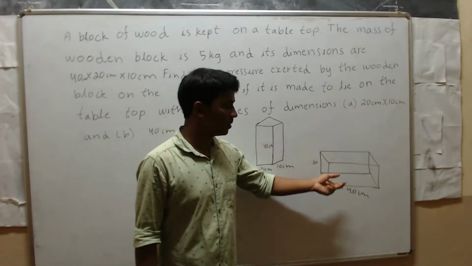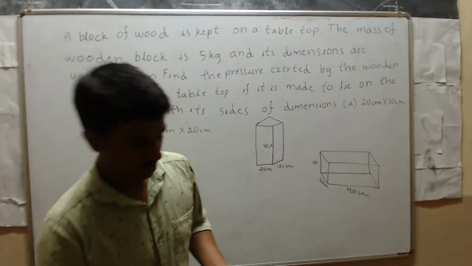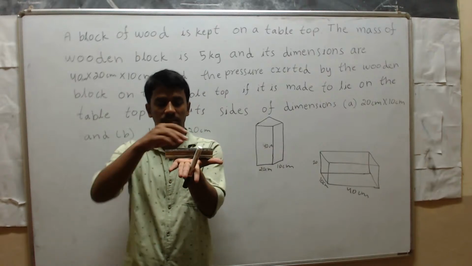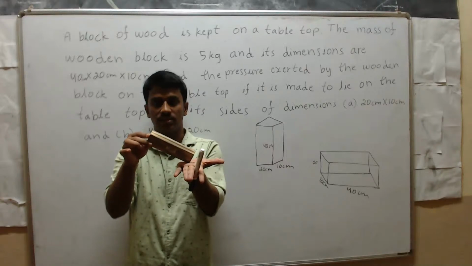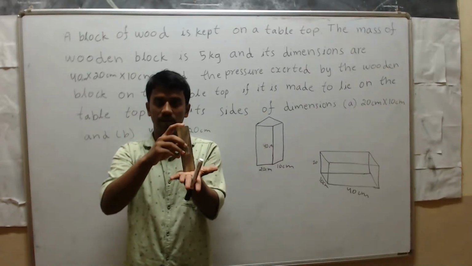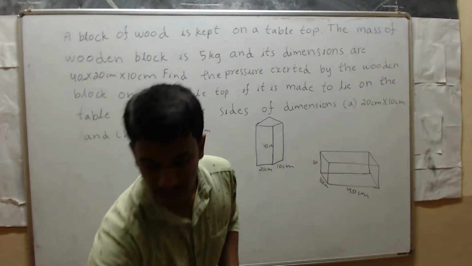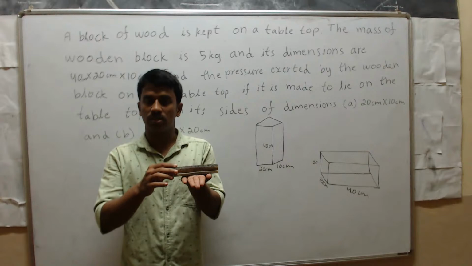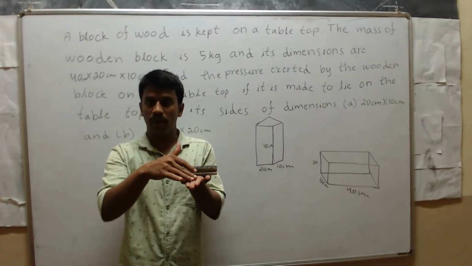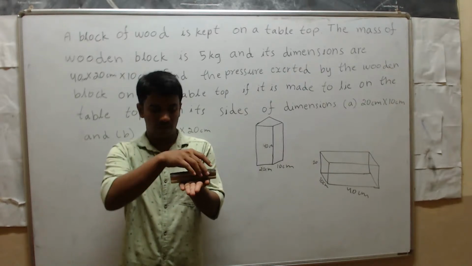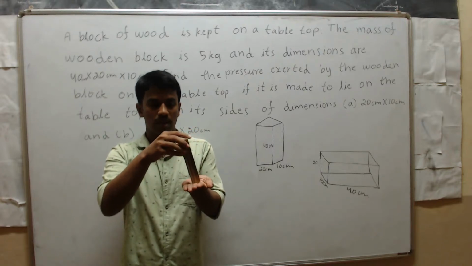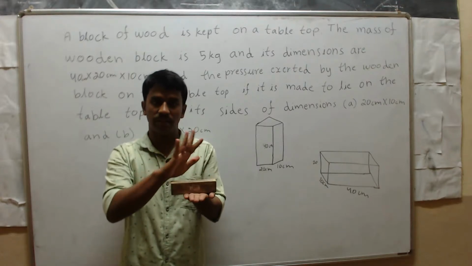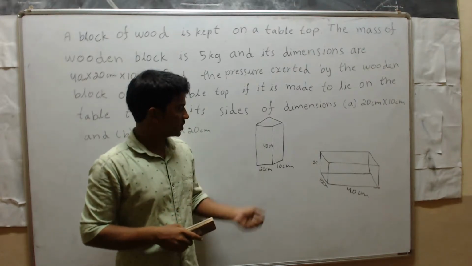For example, see here, this is a table. I will keep this duster over the table like this. If you keep it like this or like this or like this, the force from this duster on the table is the same. Now this is my hand. I will keep it like this. The force from this duster on my hand is the same. So first, calculate the force.